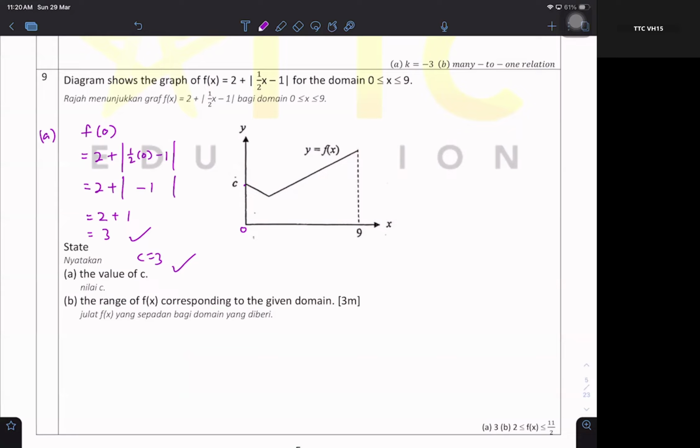Okay, next B is the range. The range again is the Y. Range is Y, right? You see the graph is between what Y and what Y. I tell you what, this one must be 2. How do I know? Because this is 2.